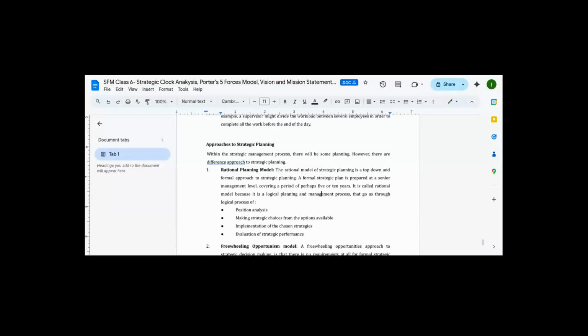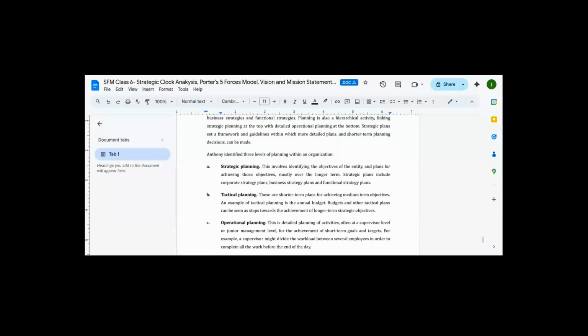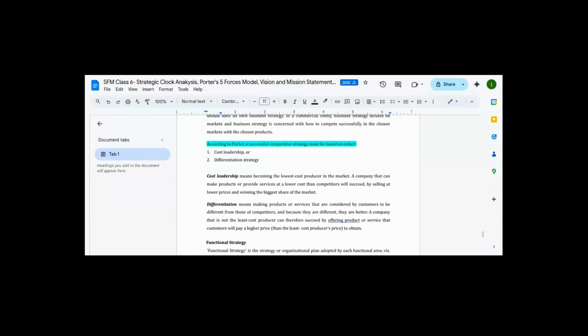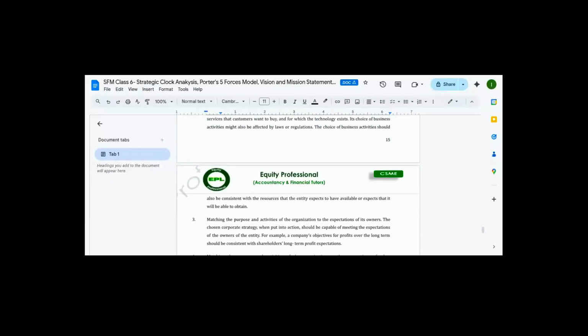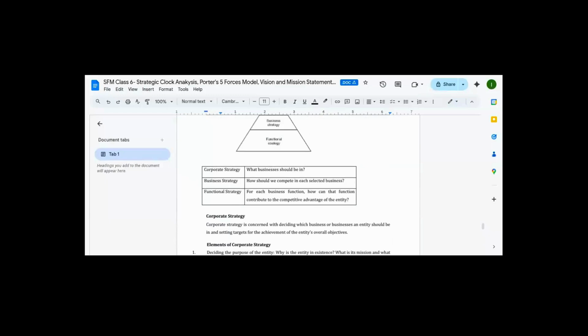The three approaches to strategic planning: don't forget, we have the rational planning model, the free-wheeling opportunistic model, and the logical incremental model. The three levels of planning are strategic planning, which is long-term, tactical planning, which is short-term or medium-term plans or objectives, and operational planning, those are daily, weekly, or monthly planning. We also talked about the levels of strategy, and I informed you that we have three levels of strategy: corporate strategy level, business strategic level, and functional strategic level.